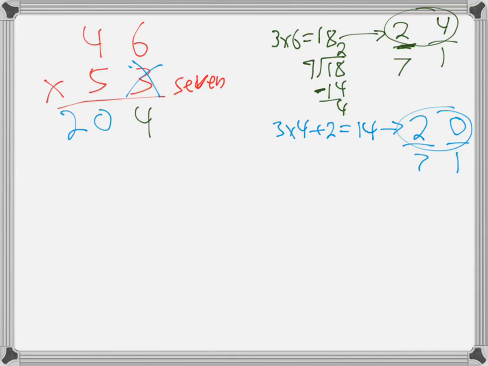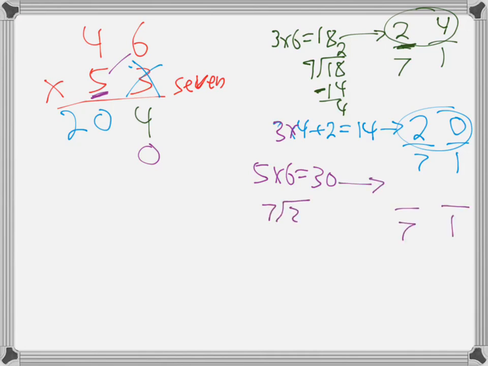Okay. Now, we'll go on to the next one. So now starting with the 5, but it's really a 50, so we're going to add a 0. So 5 times 6 is 30. And then we got to change that. One's place, other place. So how many sevens in 30? 4 of them, that'd be 28, leaves 2. So it's 42.